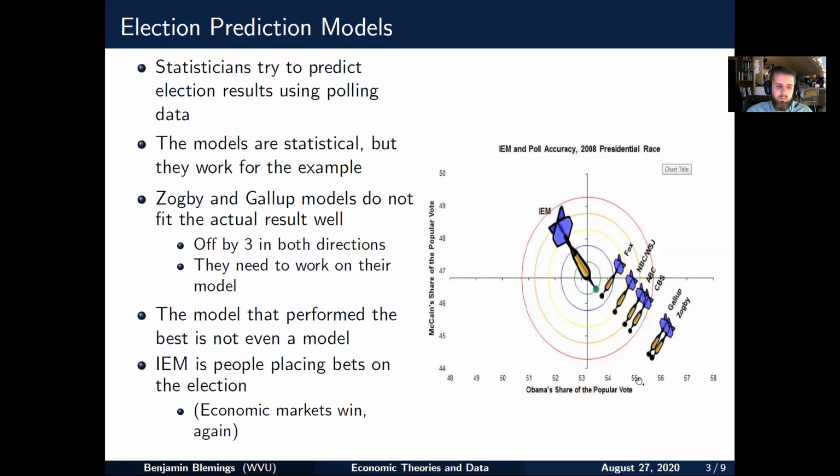And I had to point this out, that this IEM is our election markets. What the heck's an election market? It's literally people betting on who's going to win the election. And it did better than any statistical model. So it's actually people placing bets on who would win, and they got the closest. It's just like a free market for predicting who won the election. It did better than any of the statistical models. So economic markets win again.